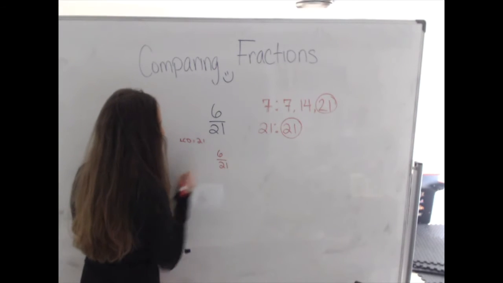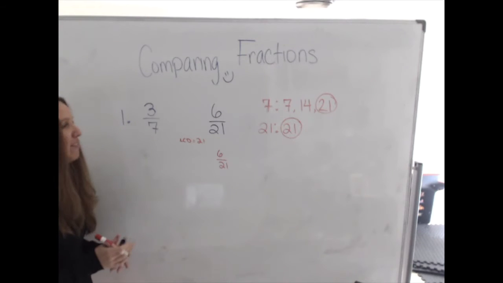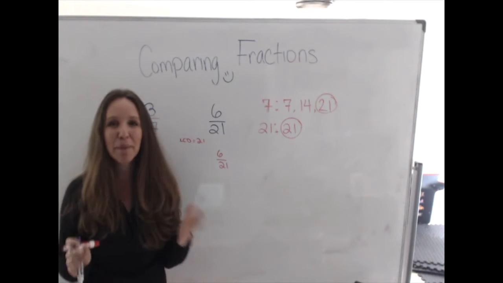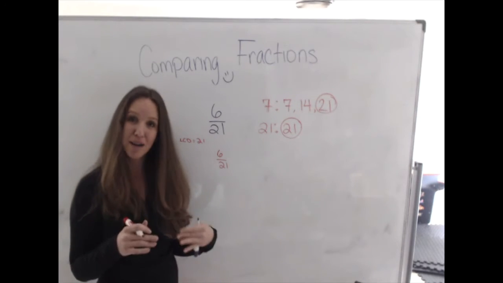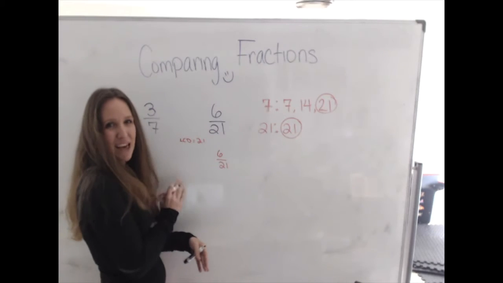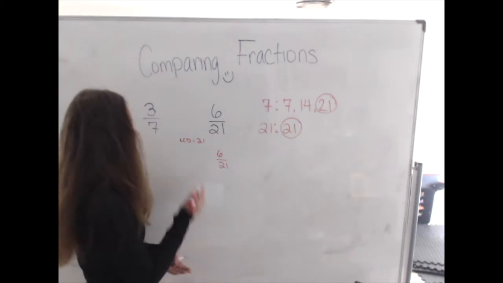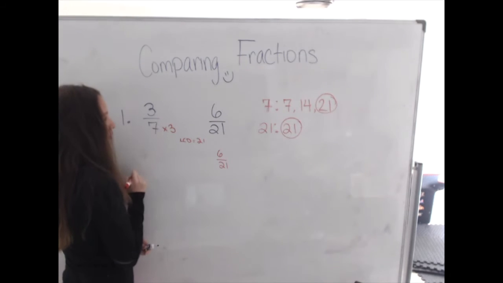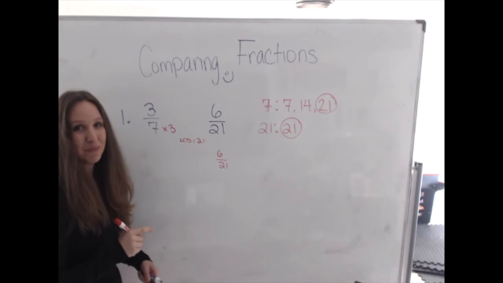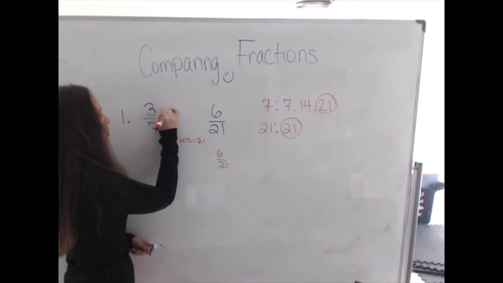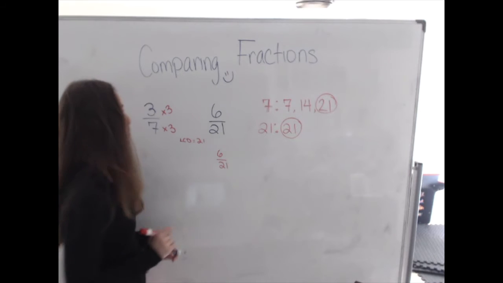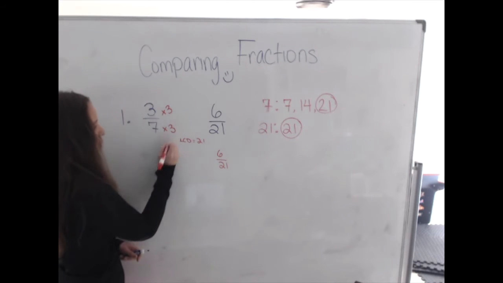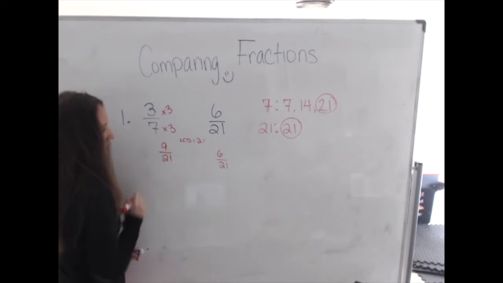So let's take here, 6 over 21 already has a denominator of 21, so we're going to rewrite that as 6 over 21. And 3 over 7, how can we write that to have the denominator of 21? Well, the bottom has to become 21. 7 times what number is 21? 7 times 3. And whatever I do to the bottom, I must do to the top. So if we multiply the denominator by 3, we must multiply its numerator as well. So 3 times 3 is 9, and 7 times 3 is 21.